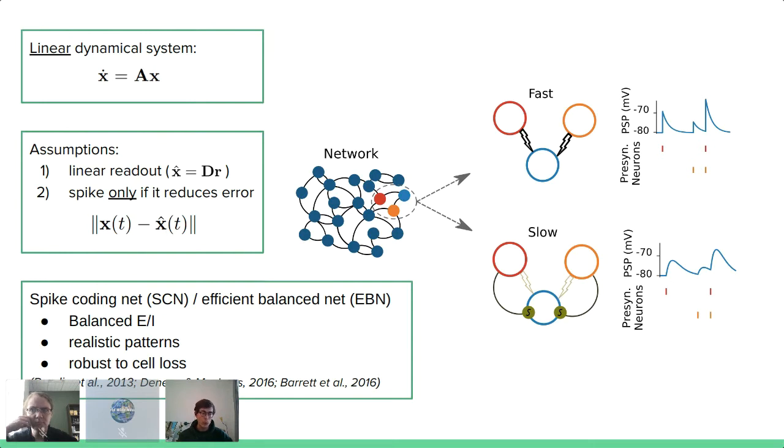They have many cool properties. For example, they show tight excitatory inhibitory balance, they have realistic activity patterns, and they are very robust to noise and cell death. Now, the question is, can we extend this derivation so as to include nonlinear dynamical systems, for example, in the form of a second-degree polynomial?